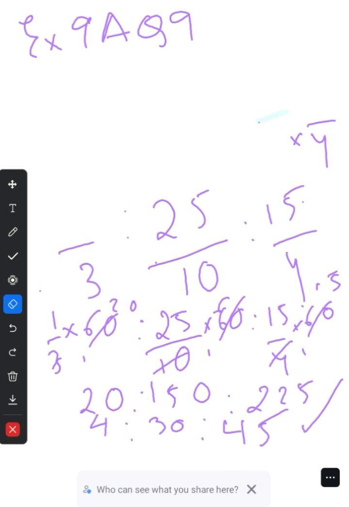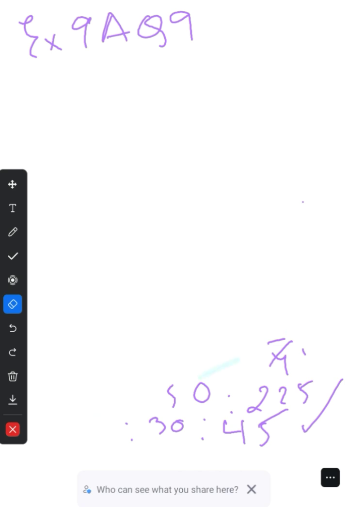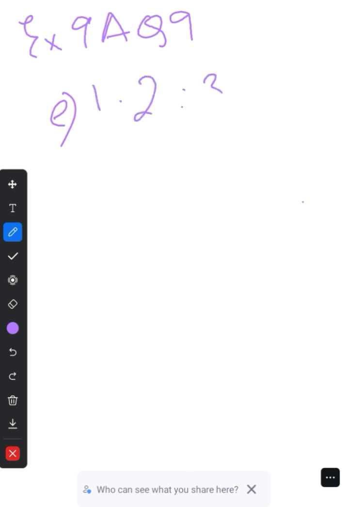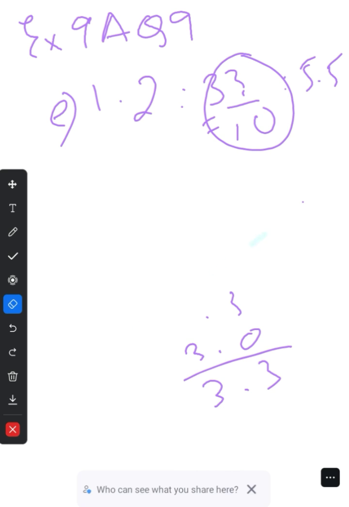Moving on to part E. Okay, so the question says 1.2 ratio 3 whole 3 upon 10 ratio 5.5. I will be converting all of these into decimals because 2 are already in decimal. So this one shall also be in decimal form. 3 upon 10 means 0.3. So now 0.3 plus 3.0 is what? 3.3. So I can write 3 whole 3 upon 10 as 3.3 also.